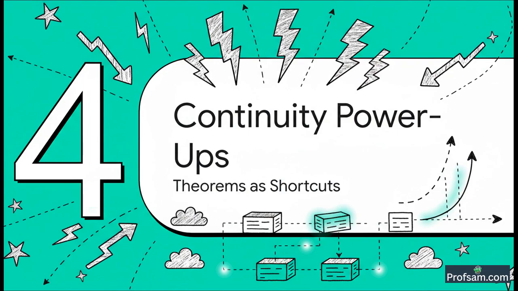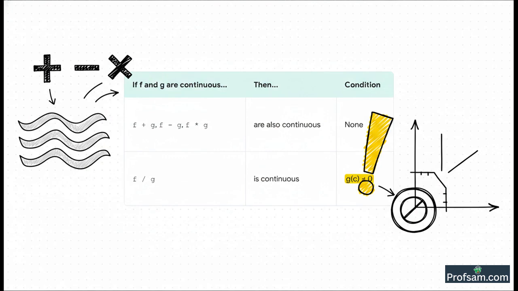Now, checking limits all the time can get a bit slow, right? So let's talk about some power-ups. These are theorems that act like amazing shortcuts to help you solve problems way faster. So Theorem 1 is all about basic algebra. It says if you have 2 continuous functions, f and g, and you add them, subtract them, or multiply them, the new function you get is also continuous.